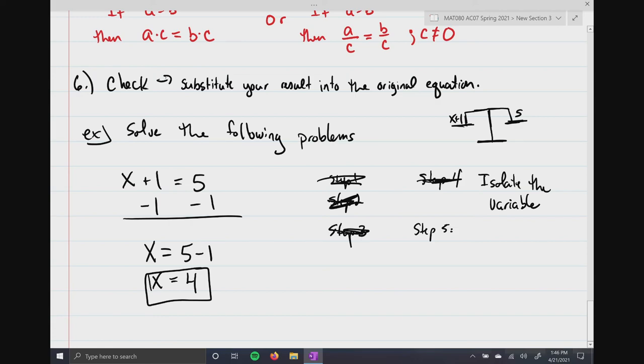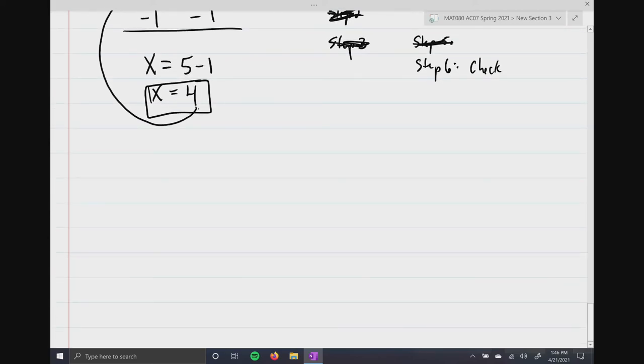So that's done. And then lastly, step 6, if you wanted to, just check yourself, take your result, substitute it back into the original equation. 4 plus 1 is 5. Are there any questions? Because this is the easiest problem we're going to do. All right. Let's do another one.